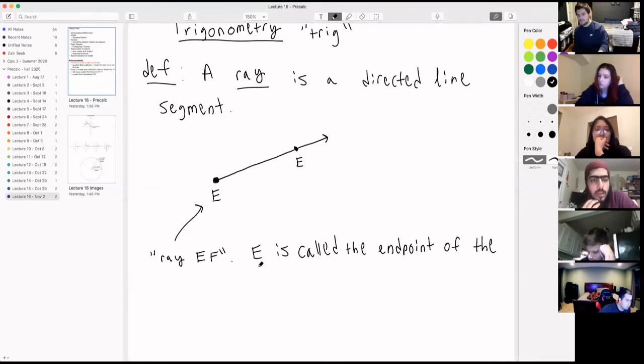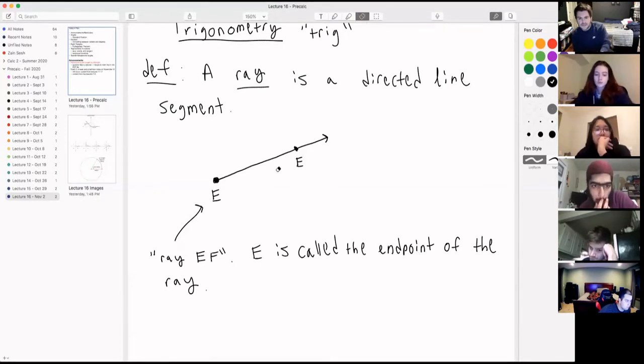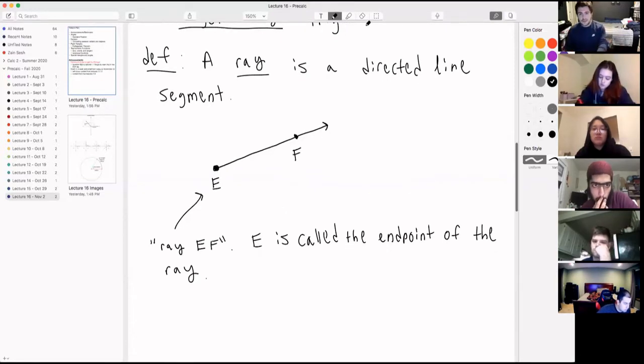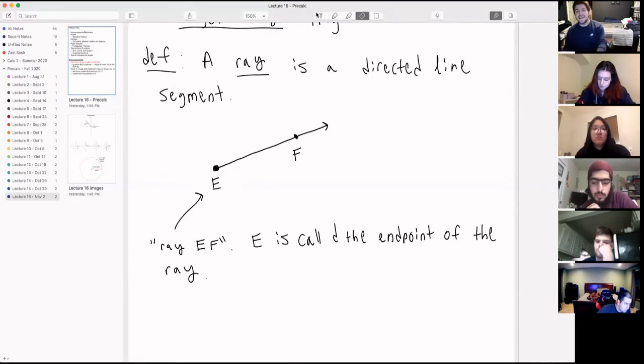Would you read that from right to left, or does it matter, EF or FE? Oh, okay, I wrote E twice. Yeah, so that should be read from left to right. So that's ray EF, read from left to right. Good, thank you. And this special point E, that's called the endpoint of the ray.